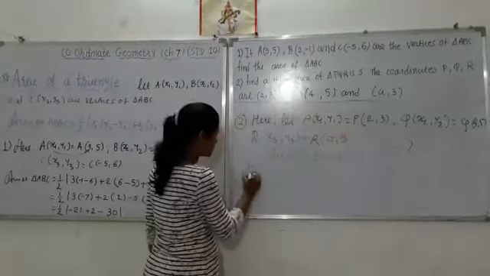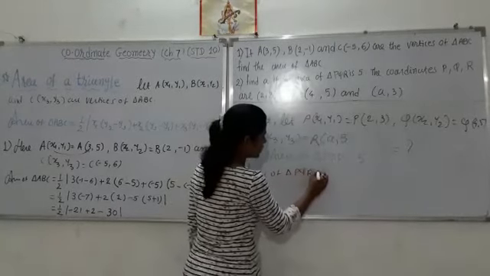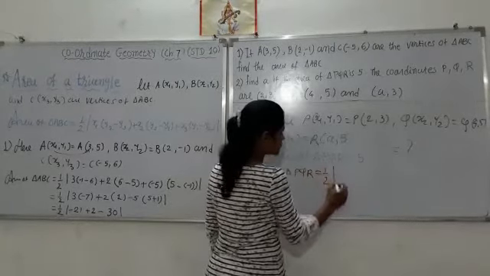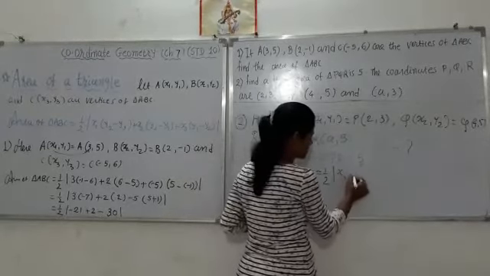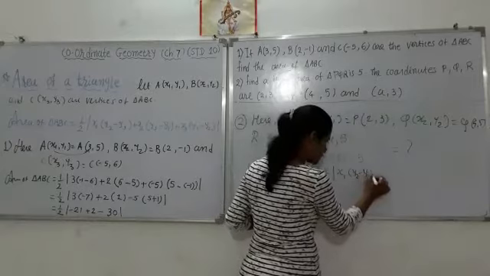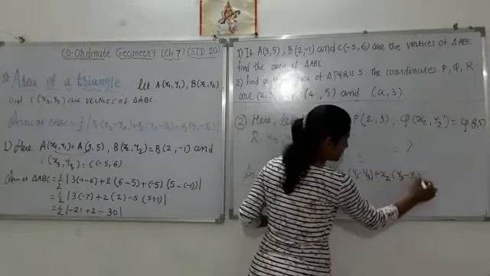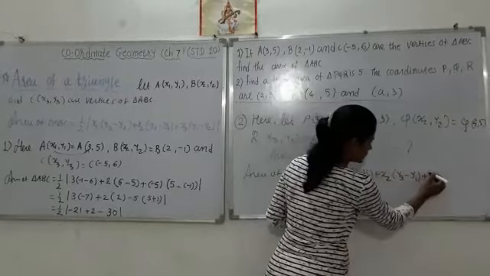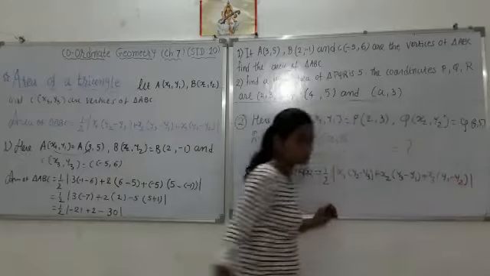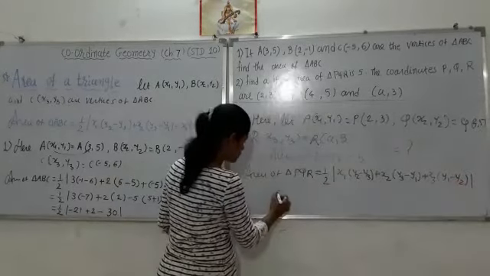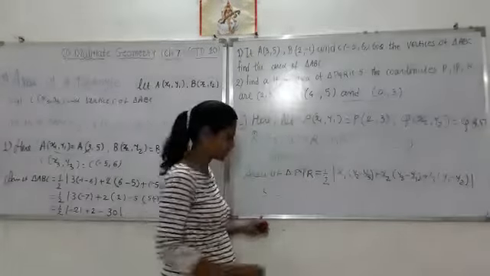Now write area of triangle PQR is equal to half, absolute. First of all you should write its formula: x1 into (y2 minus y3), x2 into (y3 minus y1), then x3 into (y1 minus y2). Now put its values. Its area value is 5, so you should write here 5.